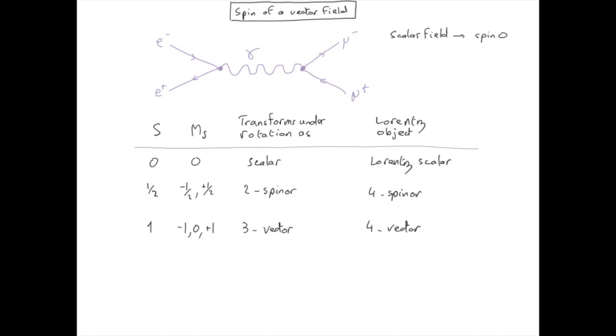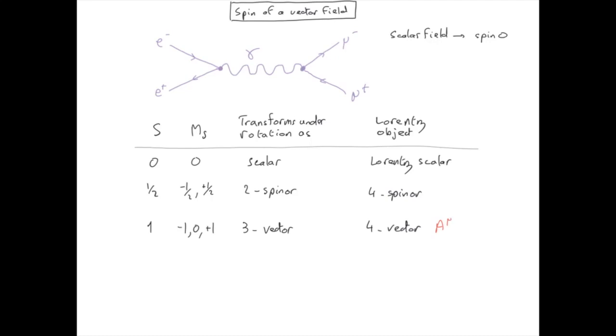Finally, a spin 1 has 3 components for the spin, plus 1, 0, or minus 1. And it transforms as a Euclidean 3-vector, and the simplest Lorentz object which will encode such a property for the rotation is a 4-vector.